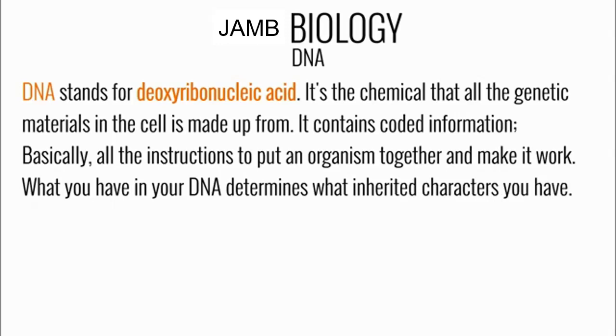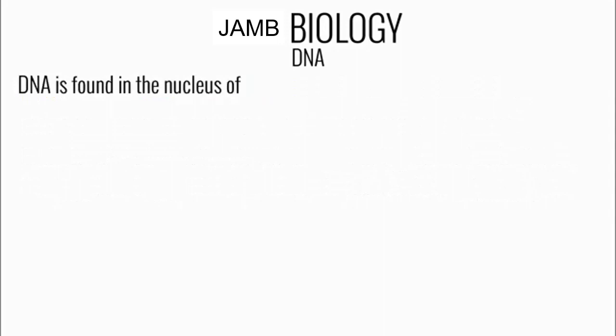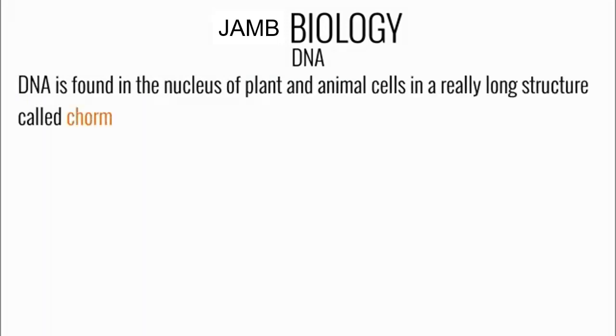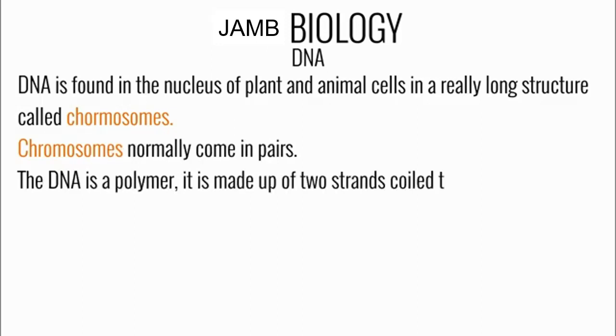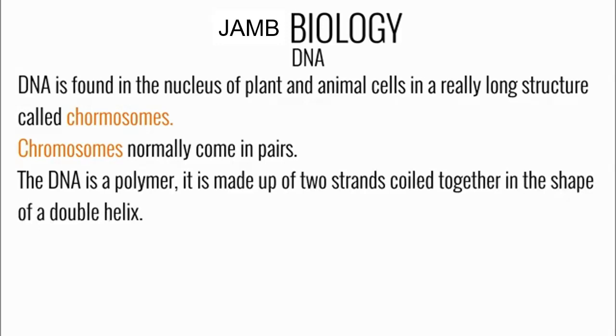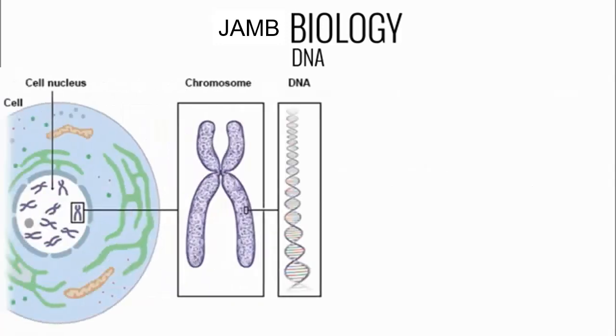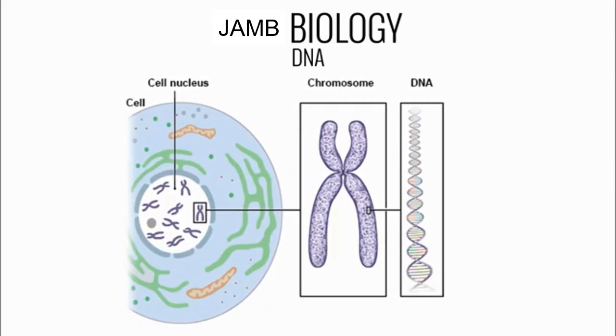So DNA is found in the nucleus of animal and plant cells in a really long structure called chromosomes. So chromosomes normally come in pairs. The DNA is a polymer. It's made up of two strands coiled together in the shape of a double helix. So here is the structure of the DNA over here. So you can see from the nucleus, you have the chromosomes, and then within the chromosomes, you have your DNA.